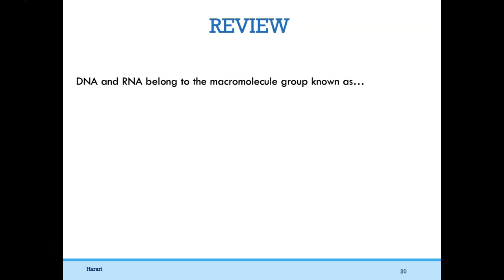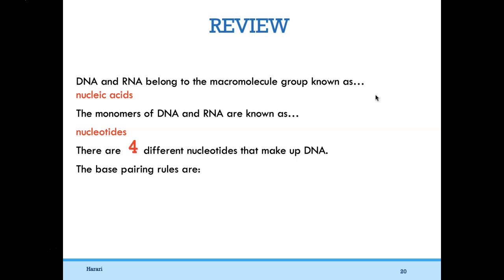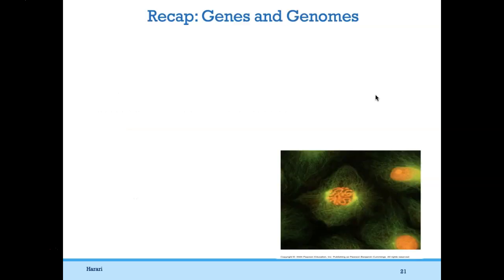So let's review. DNA and RNA belong to the macromolecule group known as what? Nucleic acids. The monomers of DNA and RNA are known as what? Nucleotides. How many different nucleotides are there that make up DNA? 4. And what are the base pairing rules? Adenine goes with thymine, cytosine goes with guanine. Great.